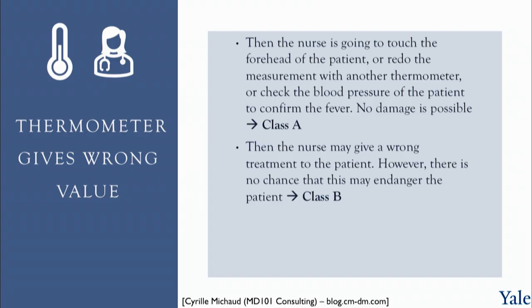Class B, the thermometer gives the wrong value, and then the nurse may give a wrong treatment to the patient. So there's no checking by human here. However, there is no chance that this may endanger the patient. So now with Class B, something could actually cause harm to the patient, but it's not particularly serious harm.